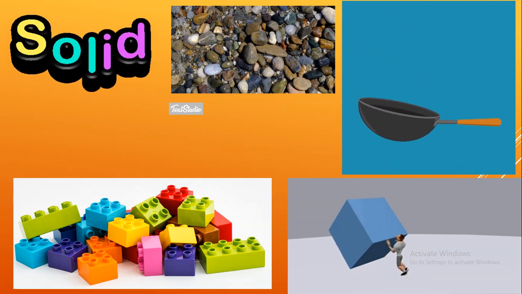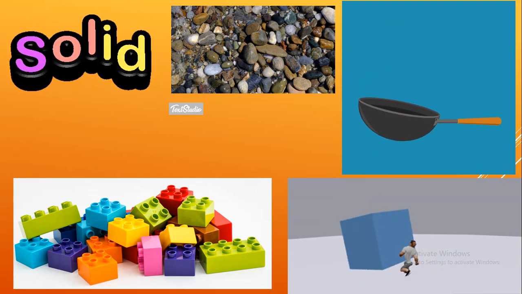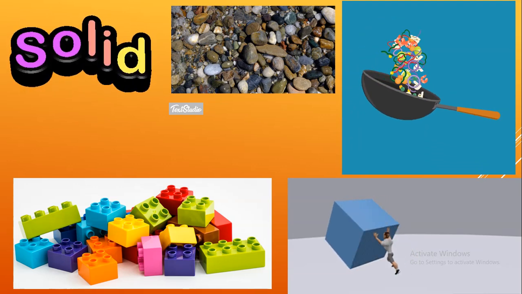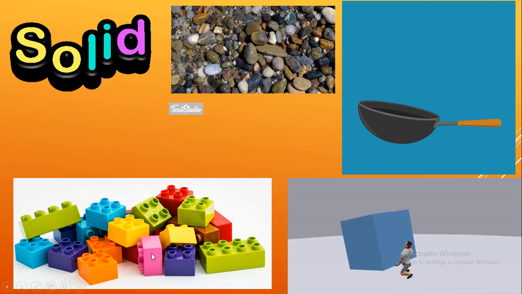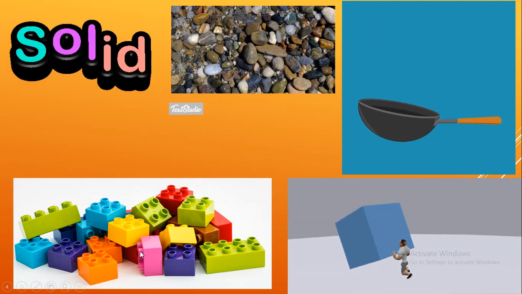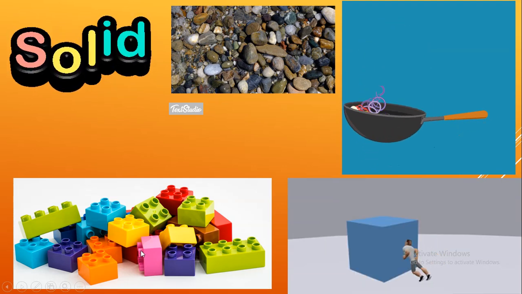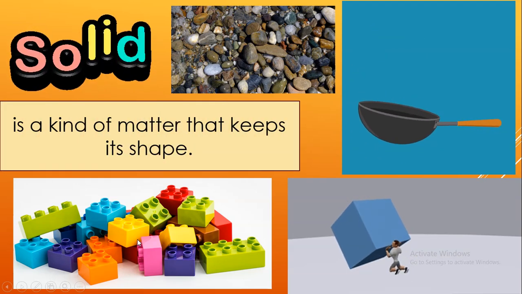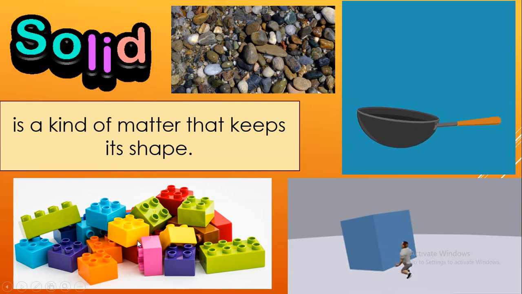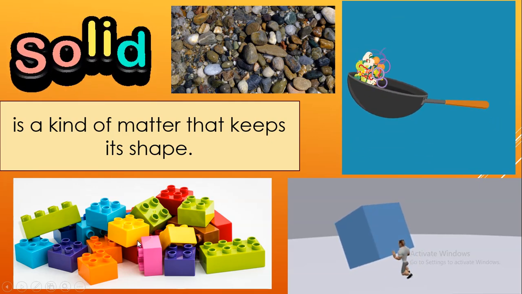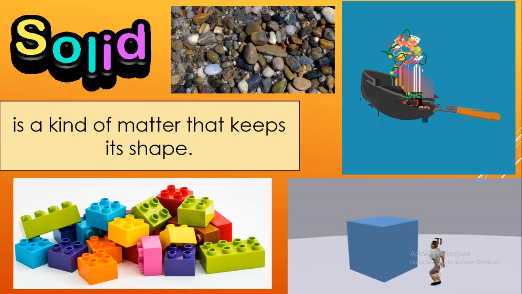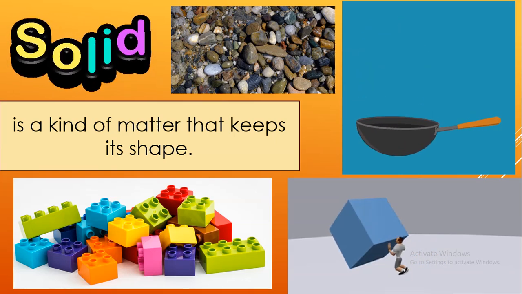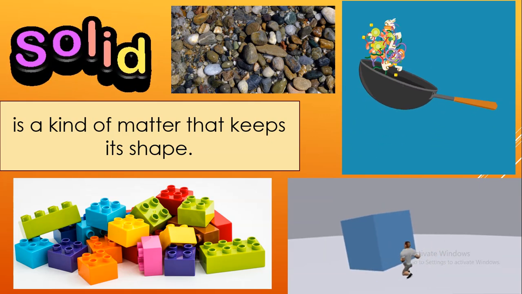They have a definite shape and a definite volume. Even if you move them around from one place to another, they can hold their shape. So what is a solid? A solid is a kind of matter that keeps its shape. If you move it around, it still has the same shape. And it has a definite volume too.